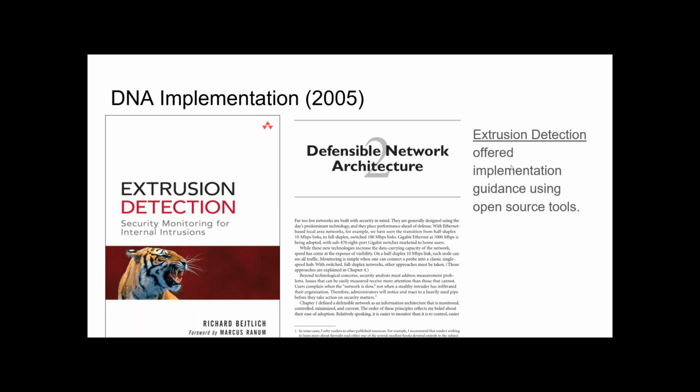So when I wrote this book on extrusion detection, I included a whole chapter on defensible network architecture, where I said, here's how you implement those 4 steps using open source tools. Could I have the next slide, please, Matt?